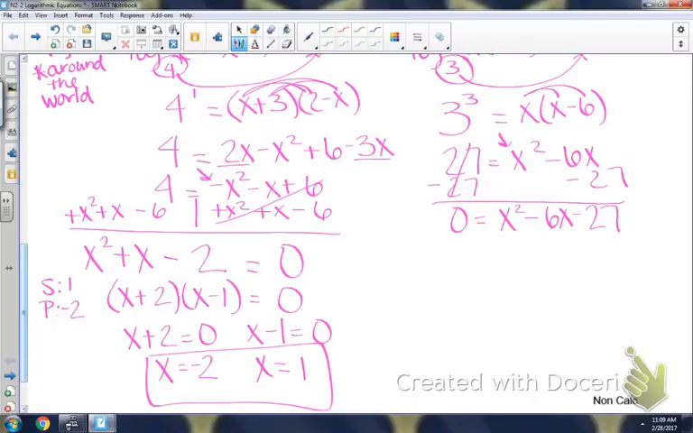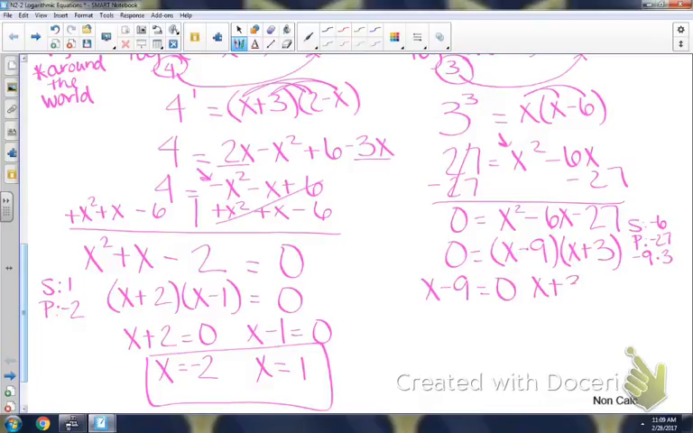So factoring it, GCF first, they don't have anything, so we do sum and product on 3 terms. Sum is negative 6, product is negative 27. So let's see, that would be negative 9 and positive 3. So we factored it, but we're not finished. We have to then set each factor equal to 0 to actually solve it. So x would equal 9 and negative 3.